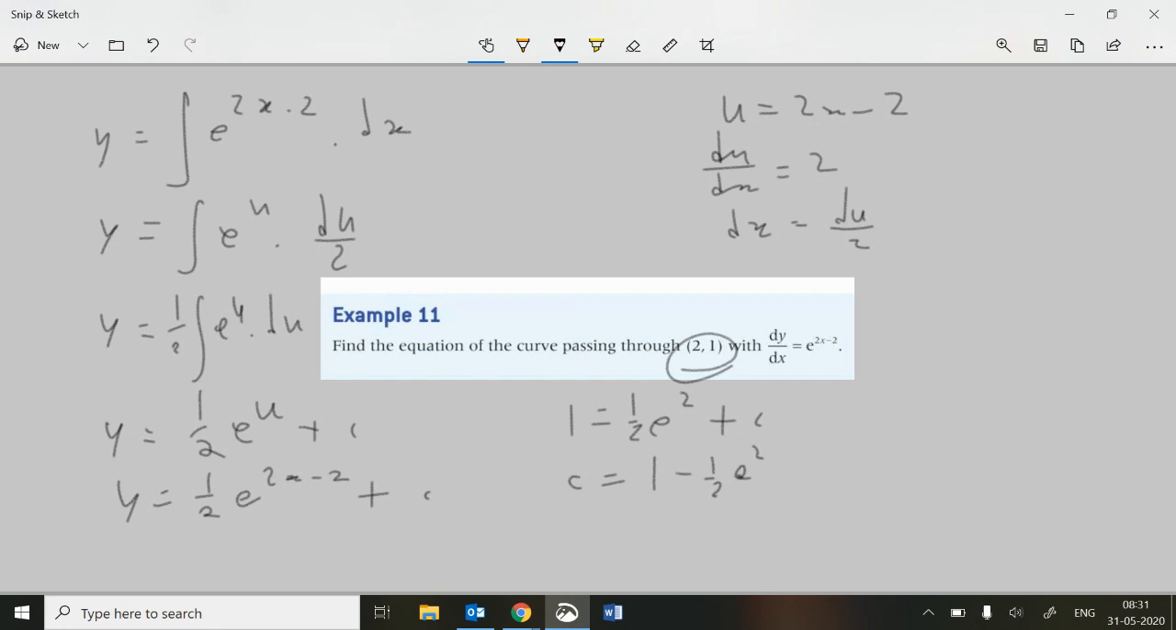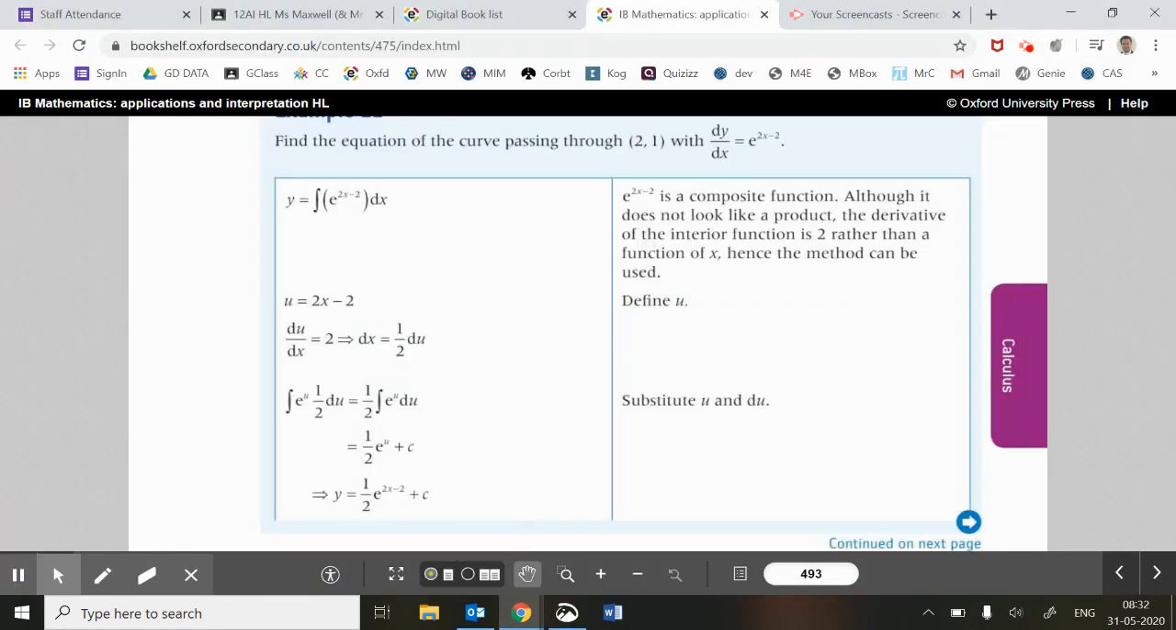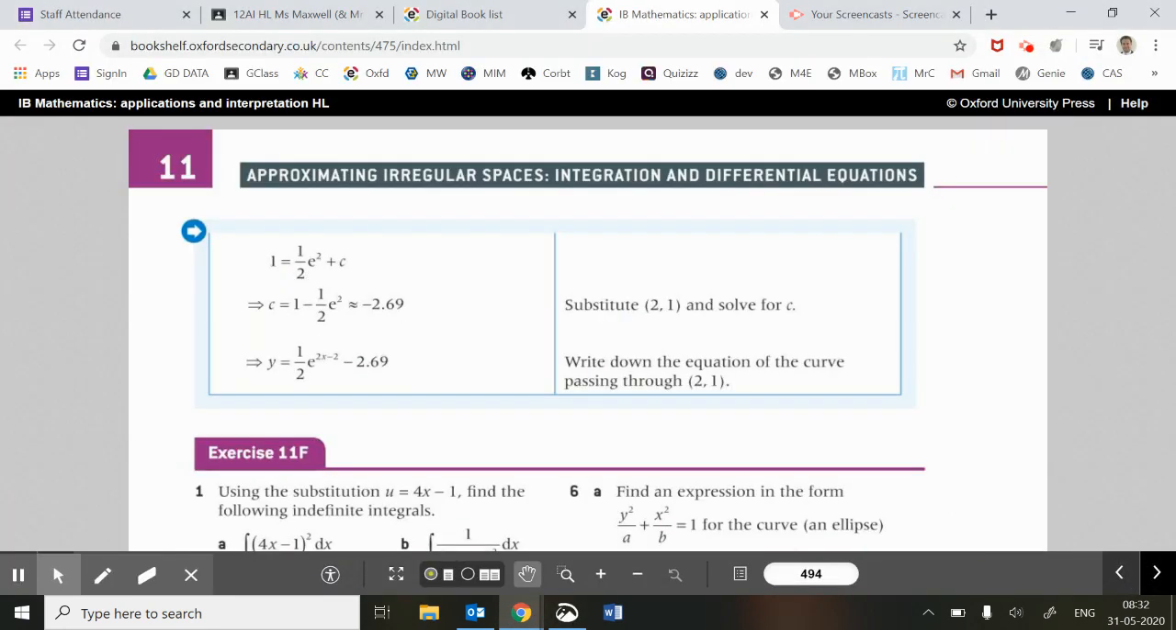I think that's what they do in the book, or you could leave it like that. So our final function in this case is going to be y equals a half e to the 2x minus 2, plus 1 minus a half e squared. That's just replacing our plus c, and that's finished. You can evaluate this one, and if you do evaluate it, leave it to 3 significant figures. Okay, and that one should be done. Let's just have a little look back through again. Let's just see the next page. Yeah, you can see they've evaluated this thing here as well. They just put an approximately equals to.